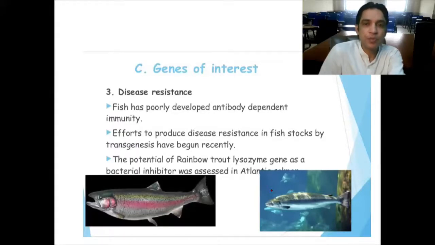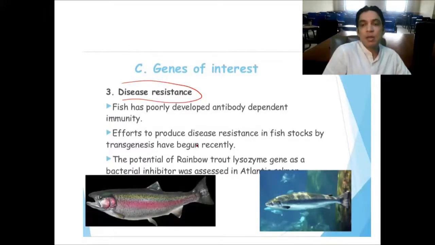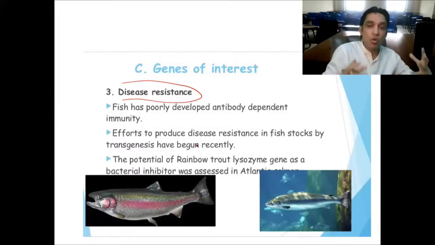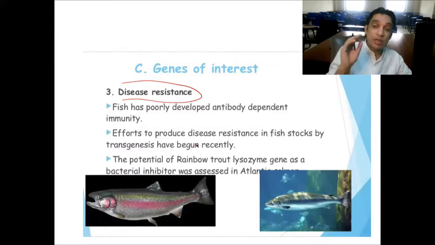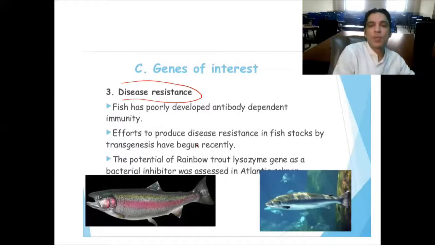So we are doing more things than just putting in the growth hormones. We are giving them some disease resistant genes as well. Some fish, if they are not very strong in their immune system, are more prone to disease and will not grow enough. So not only giving them the growth hormone, but also making them stronger in terms of their immune system.